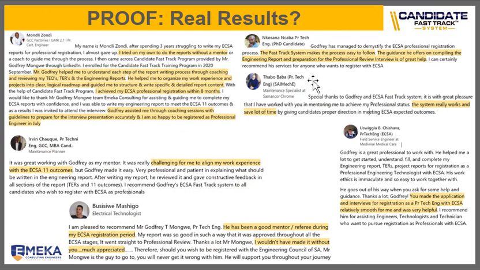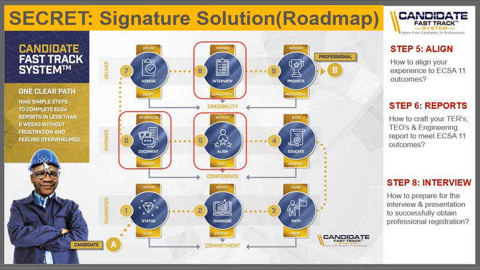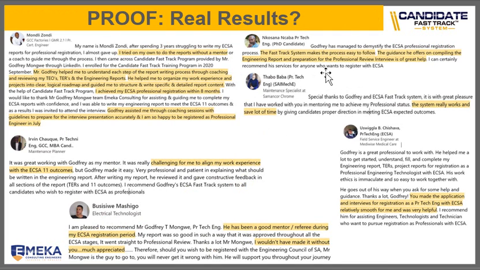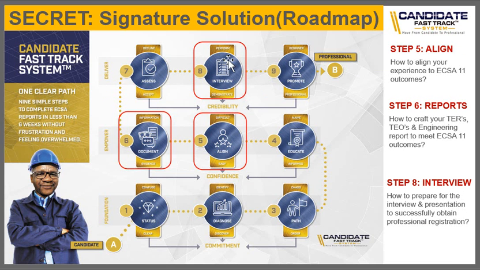He's registered as a professional technologist. He said the fast track system makes the process easy to follow. Like I say, here's the process, step by step. You can't go wrong if there's a system that you follow. From this step, I must do this. The next step, I must do this. And then next step, I must do this. So it's simple. And he says the guidance he offered on compiling the engineering report and preparation of the professional review interview is of great help. Like I say, on step number 8, these are the core steps. That's where we help you, we guide you, we show you, we coach you how to prepare for the interview.